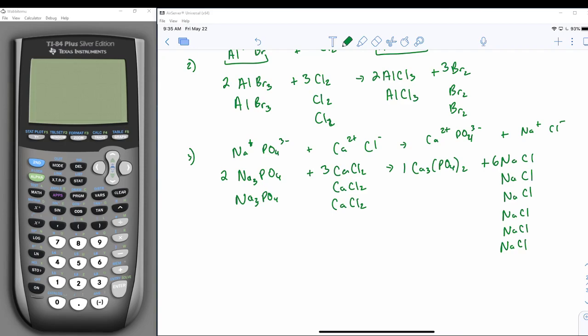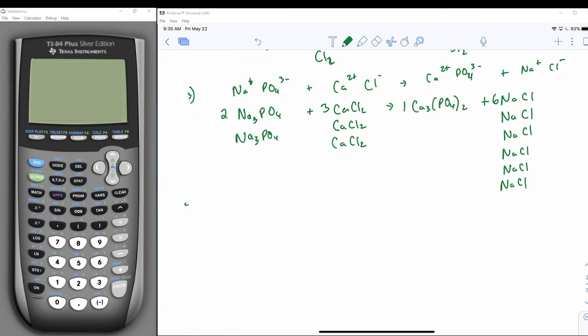Now, this balances 2, 3, 1, 6. And this balancing method works for every single type of reaction, but the only time where I think it could be difficult is for combustion, because sometimes in combustion you have really high coefficients, so you may want to look at doing it an alternative way. But there's not a scenario where I think you can't do this for anything provided to us.